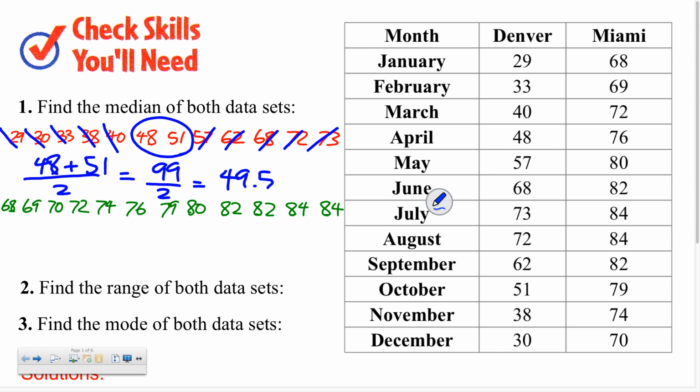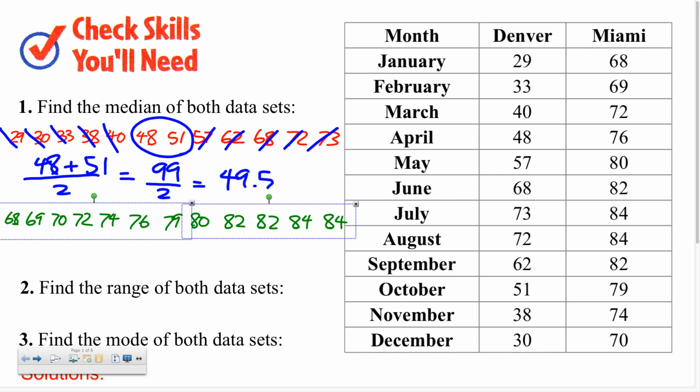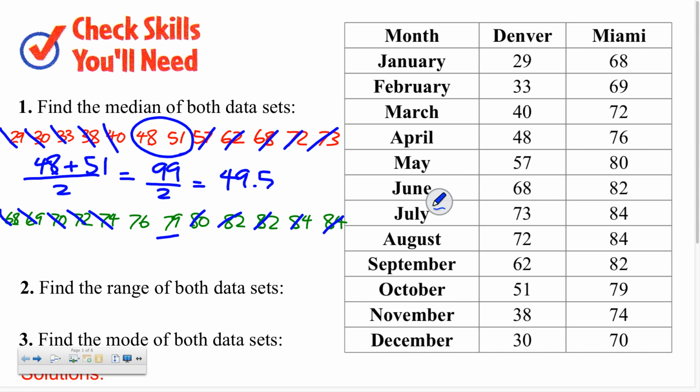That was Denver. Let's go ahead and take care of Miami. Same deal. Slash. Did everybody get that for an answer? Okay. Let's figure out where my middle number is. Here are my two middle numbers. So 76 and 79, is that what everybody got? So if I take that, I'm going to find the average of 76 and 79.